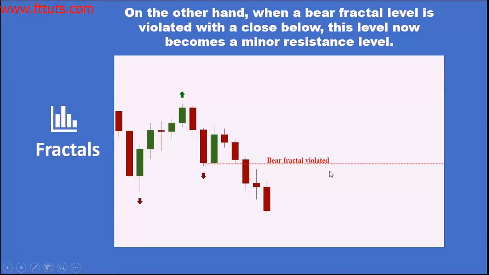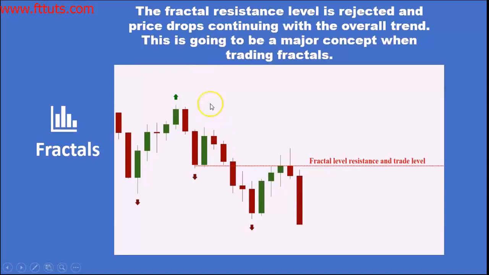On the other hand, when a bear fractal level is violated with a close below, this level now becomes a minor resistance level. So this level is minor resistance right now. But when the market returns to this level, the fractal resistance level is rejected and prices drop, continuing with the overall trend. This is going to be a major concept when trading fractals. Again, it's just another bear fractal bounce.